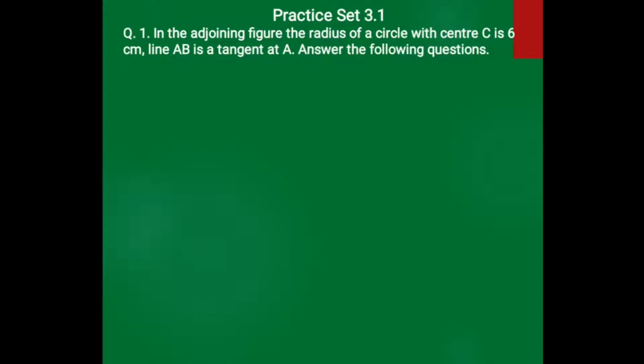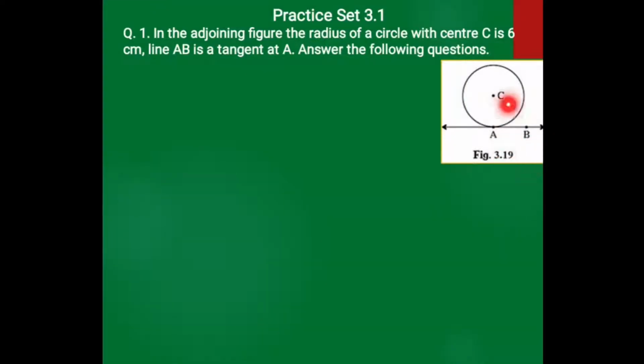Now see practice set 3.1, which is based on previous theorems. In the adjoining figure, the radius of a circle with center C is 6 cm and a line AB is a tangent at A. Answer the following questions. So see the figure first.